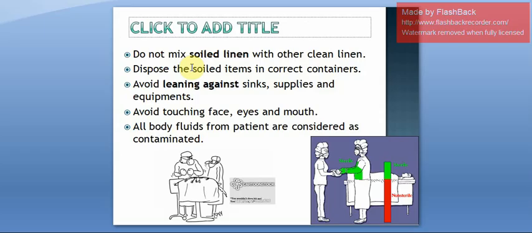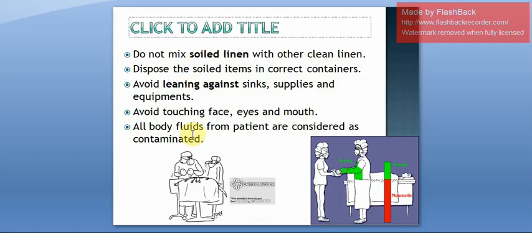And one more important thing: avoid leaning against the sink, bed or any other equipment. There is one habit particularly which is seen, that all the students or even the staff have a tendency to lean. So avoid leaning against any of this equipment, and avoid touching your face, eyes and mouth frequently with your hands, because your hands can be contaminated.